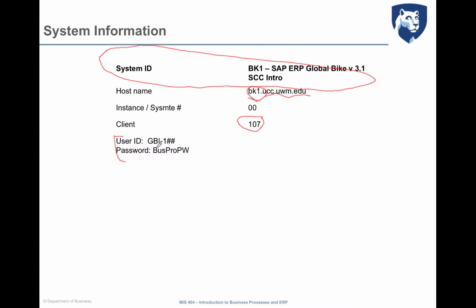Each of you will have a user ID in the form GBI-TRADE-1 and a pound sign, and each one of you will have a different number after the pound. You will start with the same password, which is BuzzPro PW. So please keep this in mind. I have uploaded a file, so take a look at your number and your password.